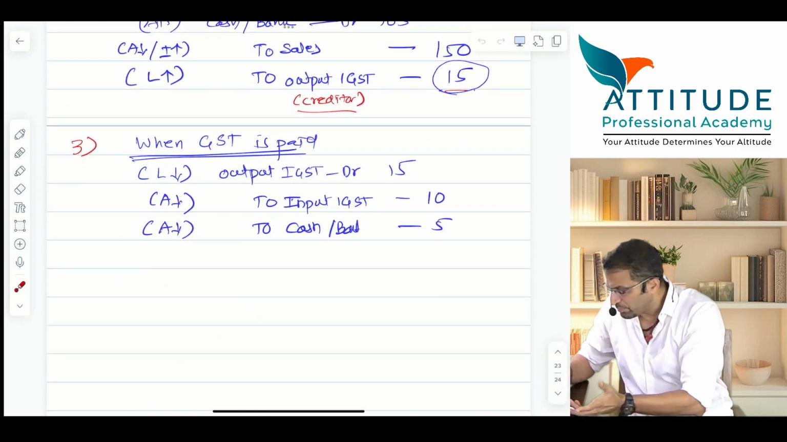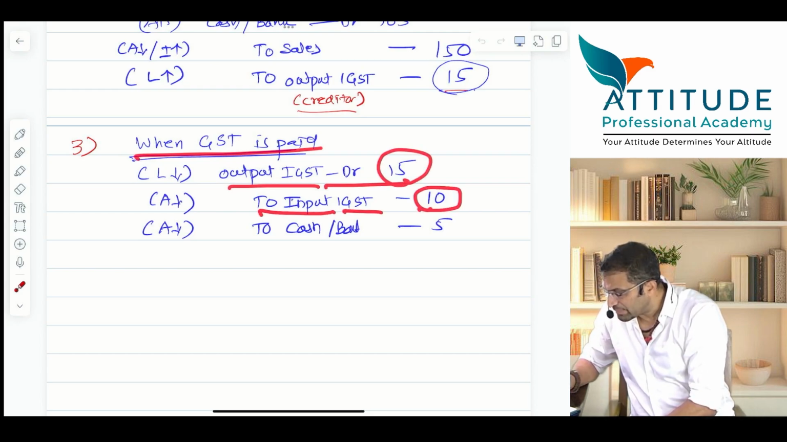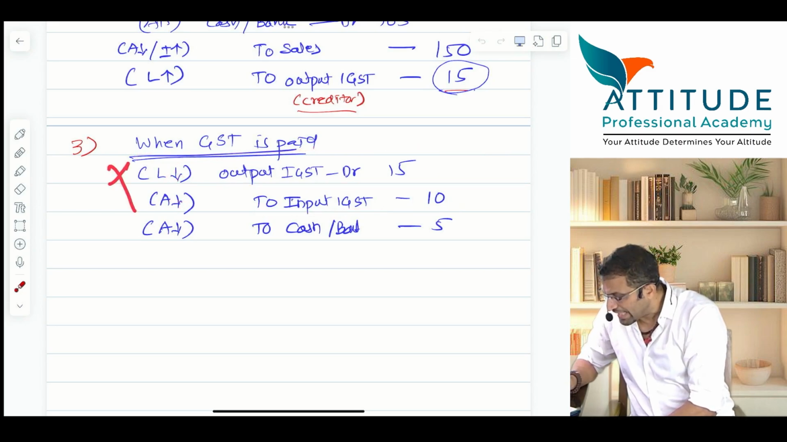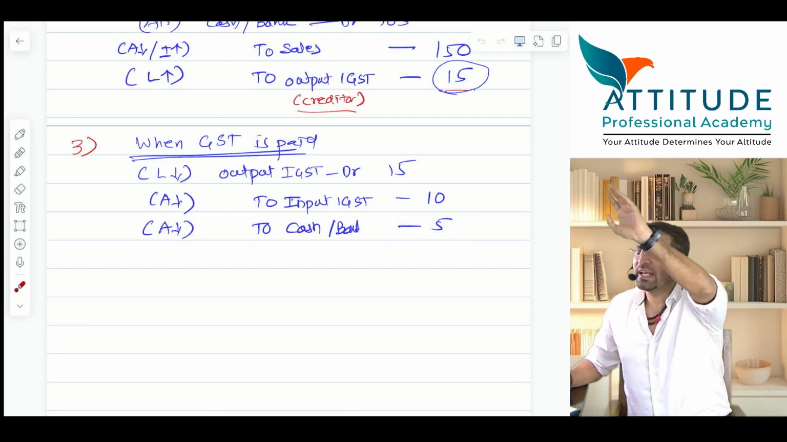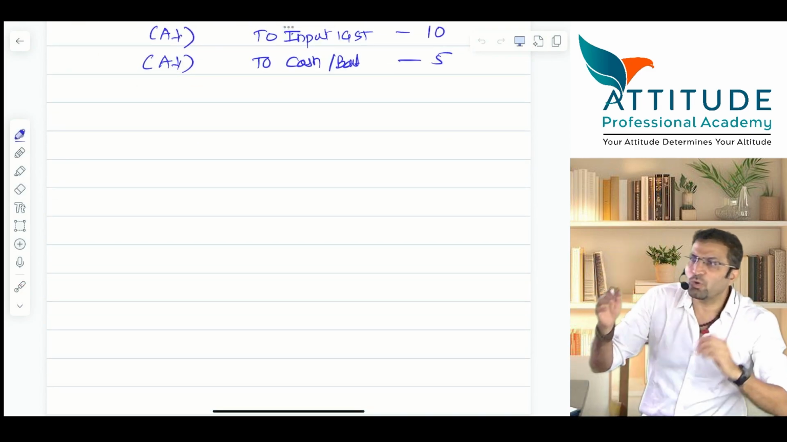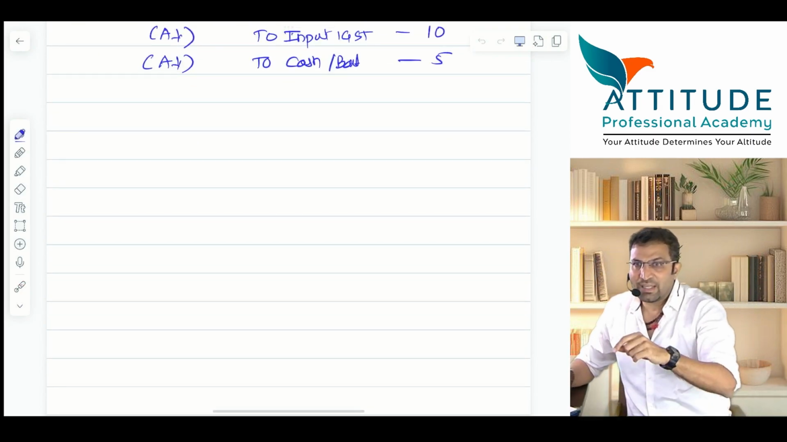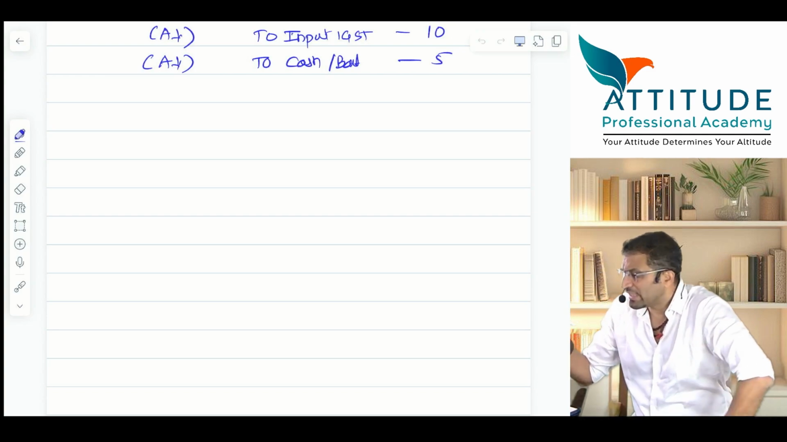5. Now when GST is paid, output IGST debit, input IGST credit, asset reduces, liability also reduces. Liability is gone, asset is also gone. Next is the difference you have to pay in cash. I hope all of you understood this. Any difficulty? Okay. Now come down here. Before going ahead with the sums, I would like to take certain things which you have to understand. Is that clear? One.